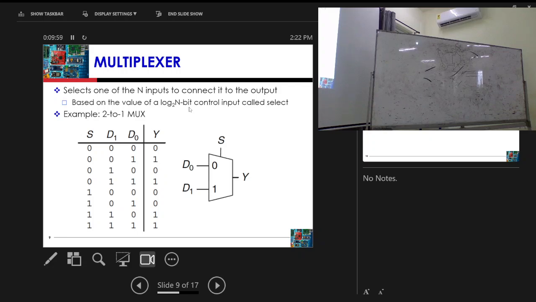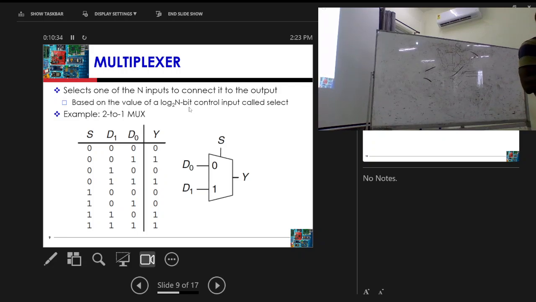Who can draw it? Just like how we did for the decoder last week, right? Or last week. How do we go about drawing the truth table? Who knows? Nobody. Okay, so how did we even go about it?